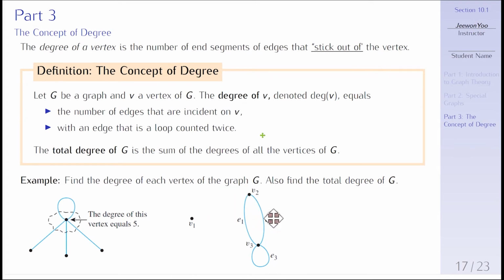Let's answer this quickly, everyone. We don't have any edges, so we don't have to worry about the V1. Let's worry about this, parallel edges with the loop. Our goal is to find out the degree of each vertex. At the same time, we're going to find the degree of this graph. We have to count the number of degrees in each vertex and add them up. That's all.